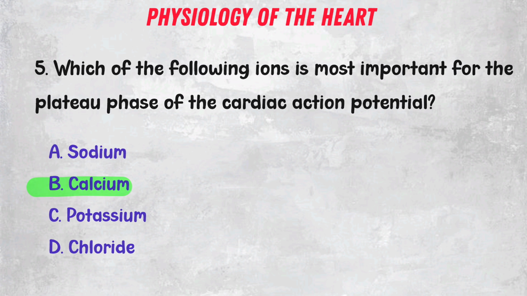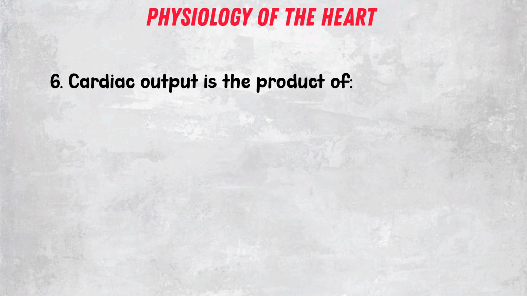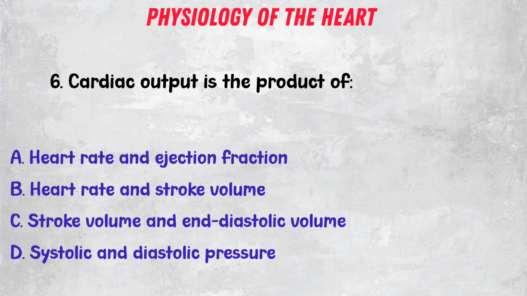Question number 6 is, the cardiac output is the product of, we have A, the heart rate and ejection fraction, B, heart rate and stroke volume, C, stroke volume and end diastolic volume, and D, systolic and diastolic pressure. The answer is B, heart rate and stroke volume. And this is because the cardiac output simply equals the heart rate multiplied by the stroke volume.